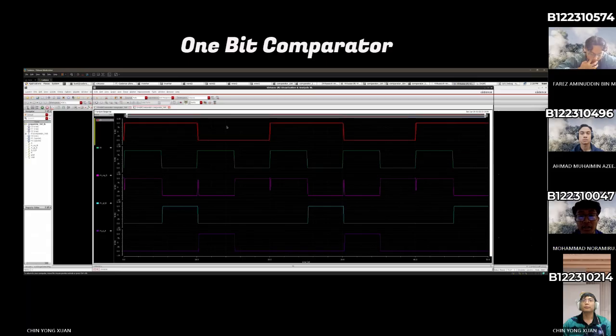In conclusion, we successfully drove a 1-bit comparator from a theoretical schematic all the way to a GDSII, or a fully verified and extracted layout.